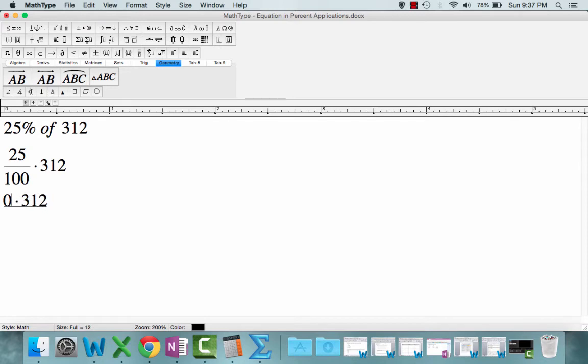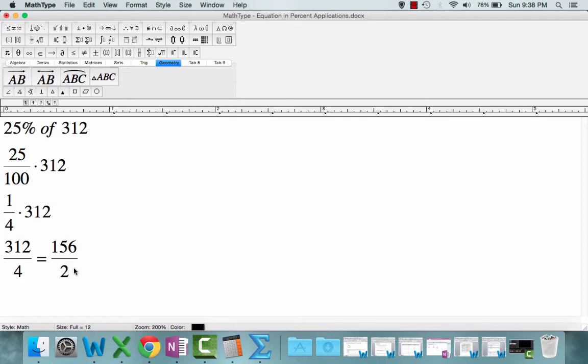So instead of changing it to a decimal, let's reduce this fraction of 25 out of 100. Well, 25 out of 100, we can divide the top and bottom by 25 and get 1/4. And 1/4 times 312 is the same thing as saying 312 divided by 4. And we can divide the top and bottom by 2 and get 156 over 2.